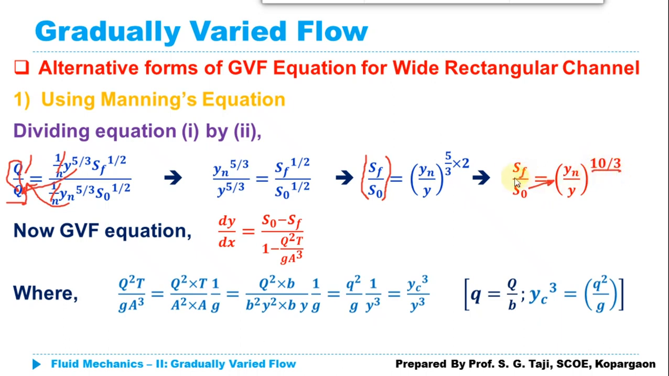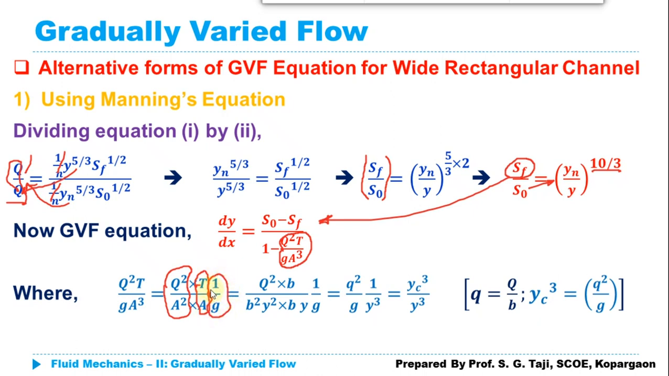Now I am going to put this value of S_f in our basic dynamic equation of the GVF. Simply putting that value of S_f here, we get dy upon dx is equal to S0 minus S0 multiplied by yn raised to 10 by 3 divided by y raised to 10 by 3, divided by 1 minus Q square T upon g A cube. Now I am going to consider this term and modify it. We know that this term can be written as Q square upon A square multiplied by T upon A multiplied by 1 upon g.